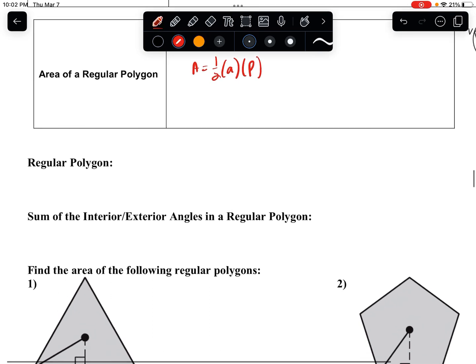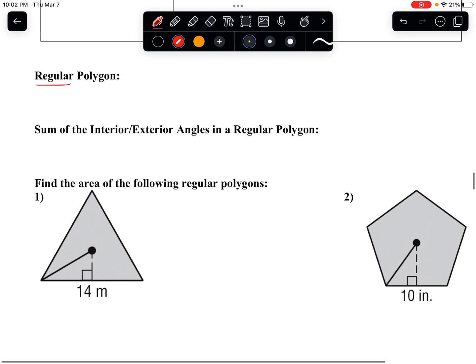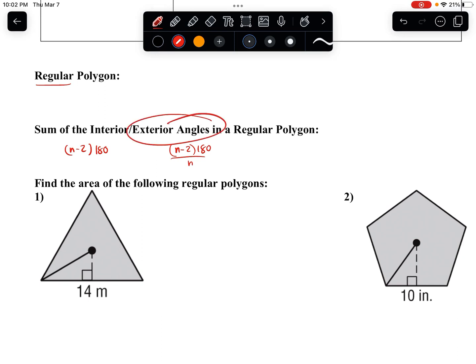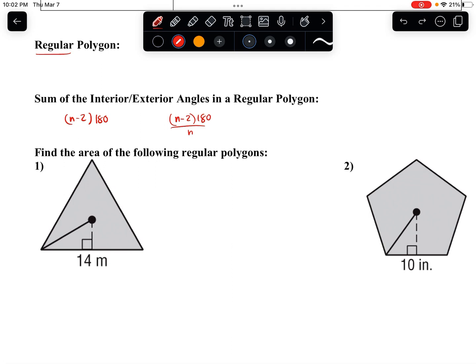Now, if you also remember, a regular polygon is when all the sides and angles in a polygon are congruent. So we also have to remember the sum of interior angles is n minus 2, the number of sides minus 2, times 180 degrees. And if we wanted one interior angle, it'd be n minus 2 times 180, all divided by the number of sides or the number of angles. If you want to use exterior angles, then all exterior angles is always equal to 360. That's a personal choice. So looking at this first one, we have a triangle.